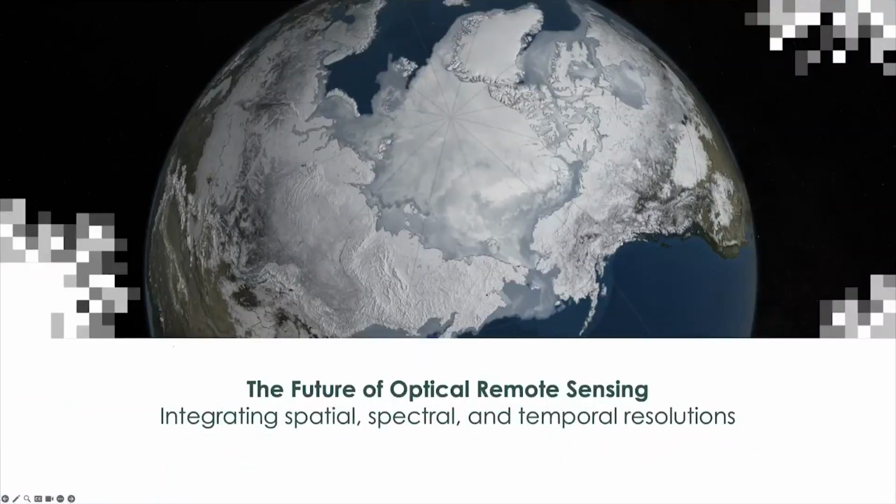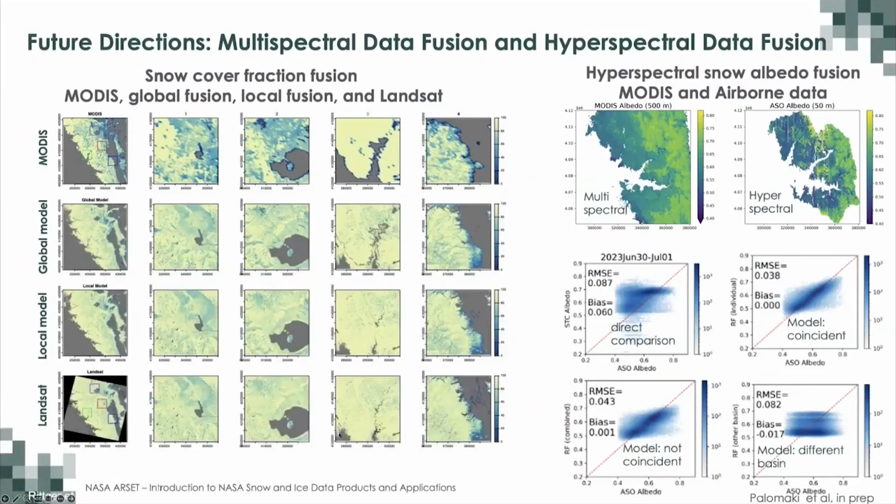Moving on to the future of optical remote sensing, we hope to integrate spatial, spectral, and temporal resolutions from these various satellites. Looking forward, there are opportunities in data fusion for both multispectral and hyperspectral data, which measures the spectrum in more wavelengths. These examples of snow cover fusion and snow albedo fusion are shown on the left and right respectively. For snow cover on the left, we have developed fusions based on random forest machine learning that leverage the 30-meter spatial resolution of Landsat and the daily cadence of MODIS.